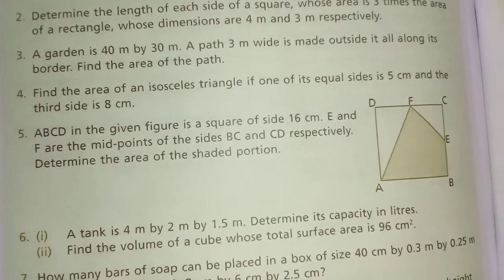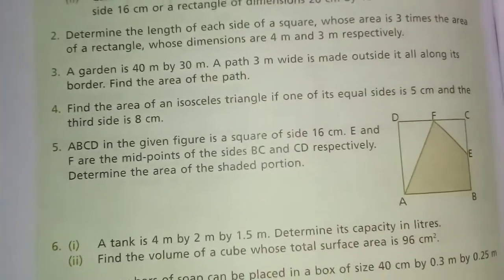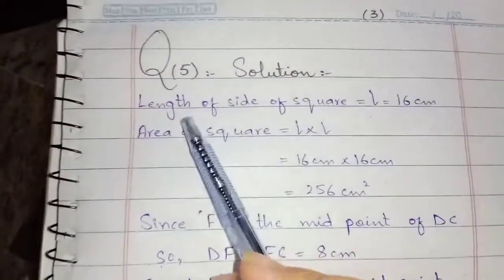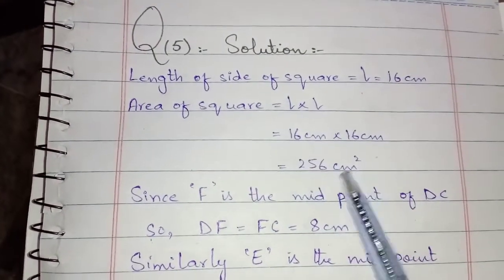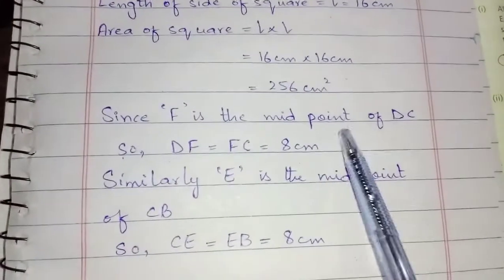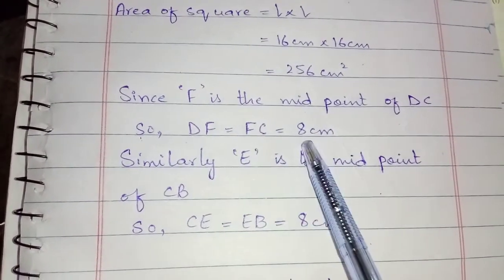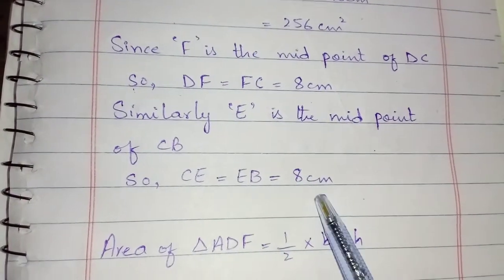First of all, we have to find the area of the square. Length of side of square is 16 centimeters. So area of square is equal to 256 centimeter square with the help of the formula length multiplied by length. Since F is the midpoint of DC, so DF is equal to FC is equal to 8 centimeter and E is the midpoint of CB, so CE is equal to EB is equal to 8 centimeter.